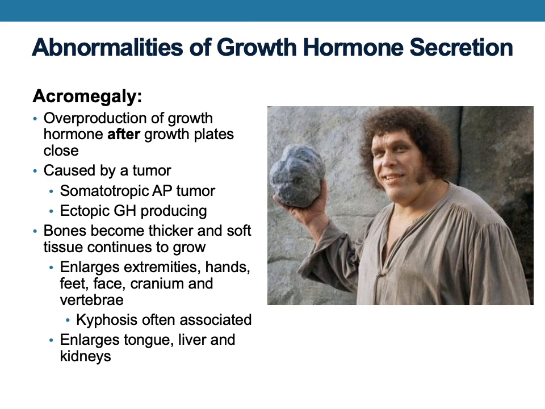Since growth hormone causes appositional bone growth, the bones in individuals with this condition will become thicker, and since growth hormone causes growth of all tissues capable of growth, the soft tissues in individuals with this condition will continue to grow. The typical characteristics of a person with acromegaly are enlarged extremities, hands, feet, cranium, vertebrae, tongue, liver, and kidneys. And kyphosis is often associated with this condition.